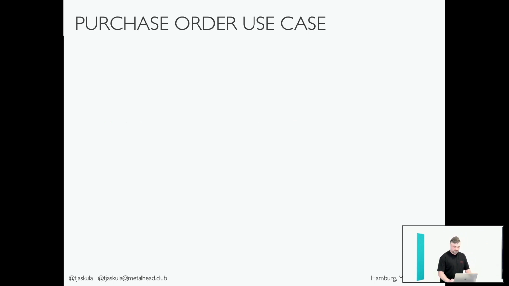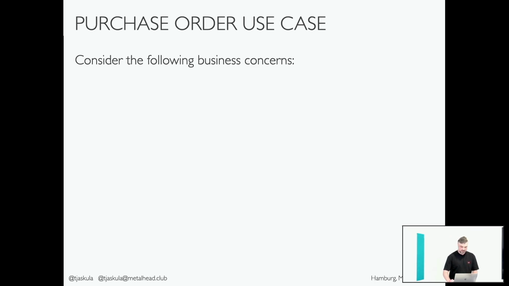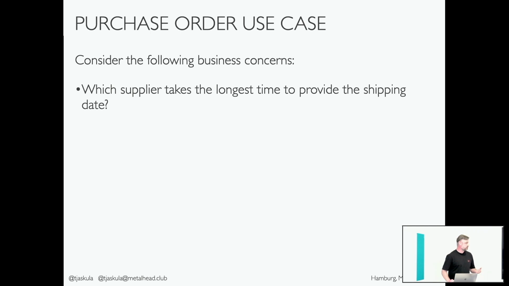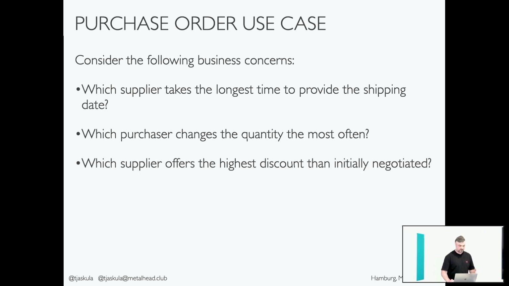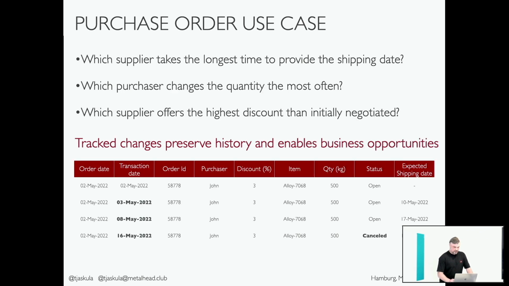And if we had the following business concerns, this kind of question could be of great value. Which supplier takes the longest time to provide the shipping date? Which purchaser changes the quantity the most often? Which supplier offers the highest discount than initially negotiated? If we have temporality baked into our software, we can build business rules on top of it. And what does it mean?